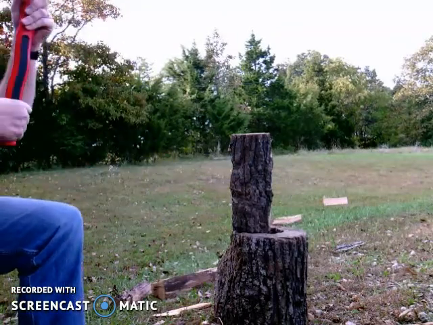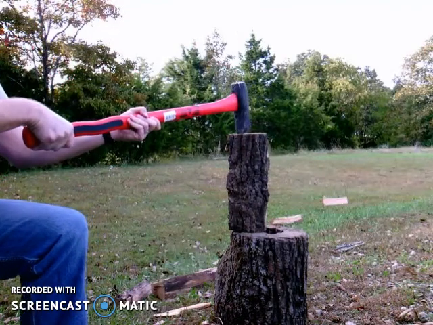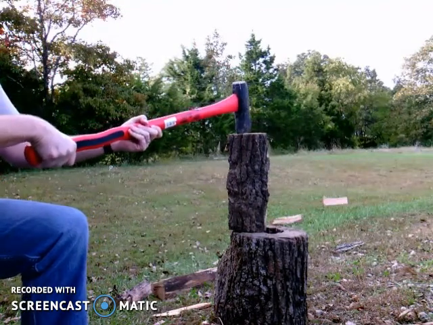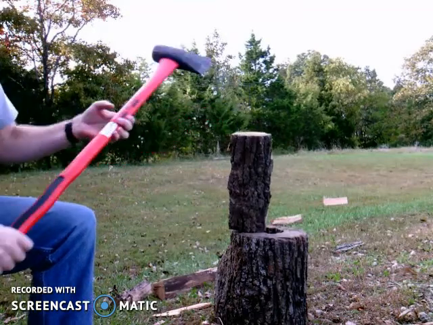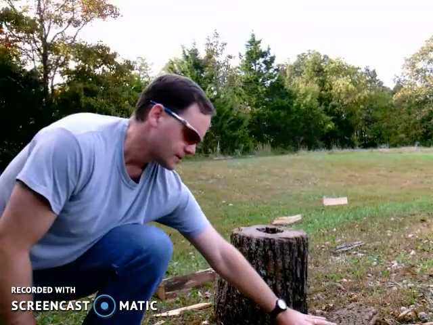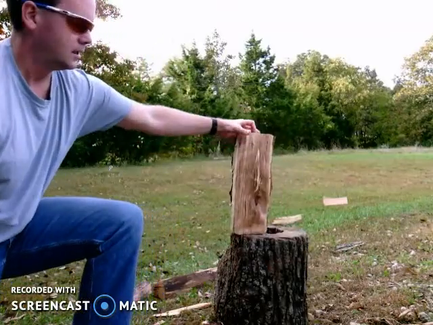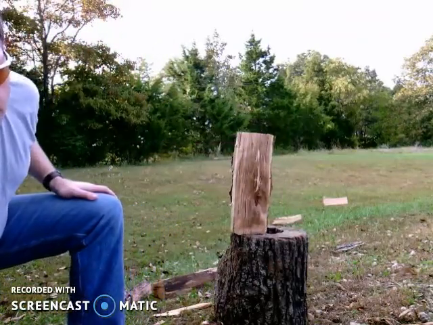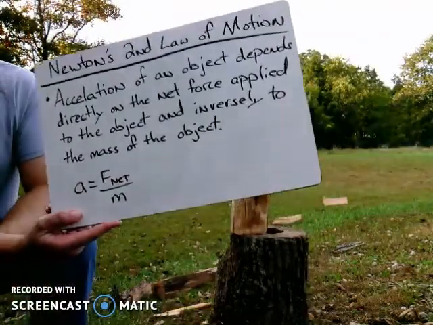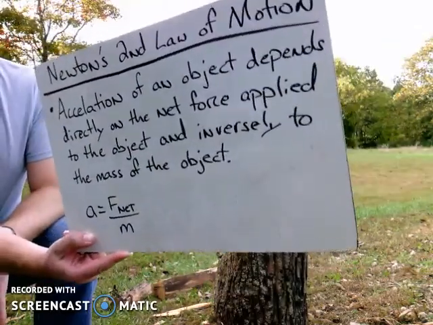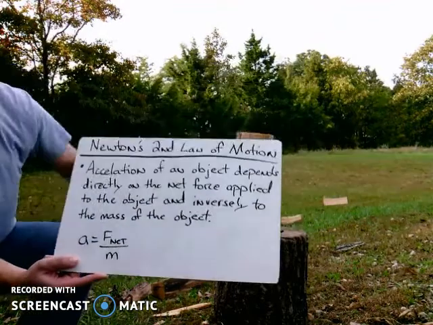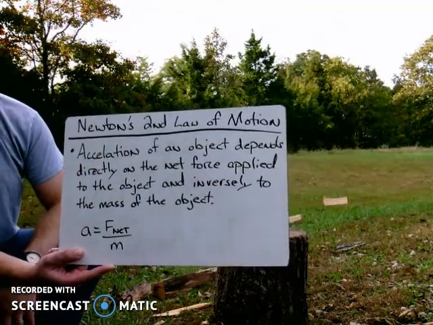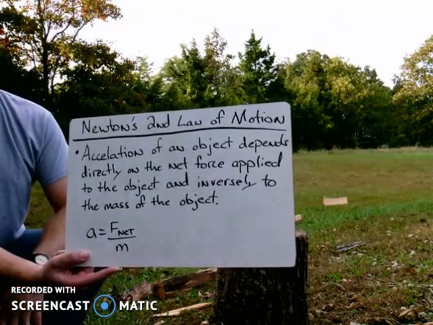Even if I hit it straight down, didn't hit it very hard, but hit it straight down, split it apart. Create an unbalanced force. So that's Newton's first law. What's Newton's second law? Well, I still have it on this board, so I'll show you. The second law says the acceleration of an object depends directly on the force applied. So if I hit it harder, it's going to accelerate faster. If I hit it softer, it'll accelerate less.